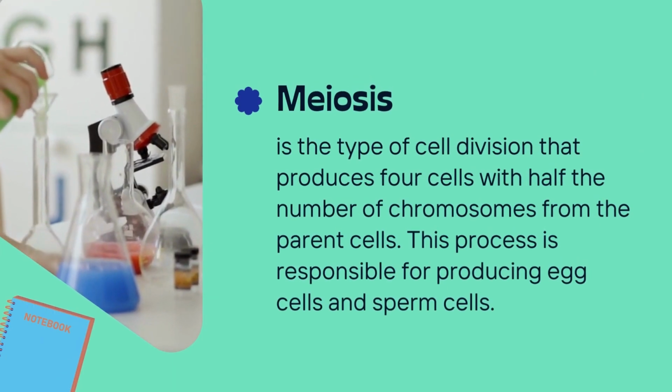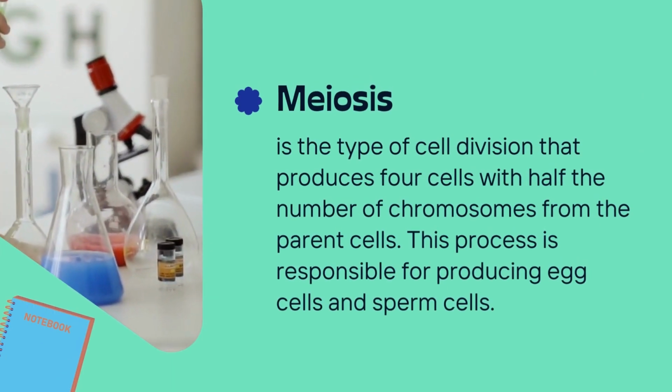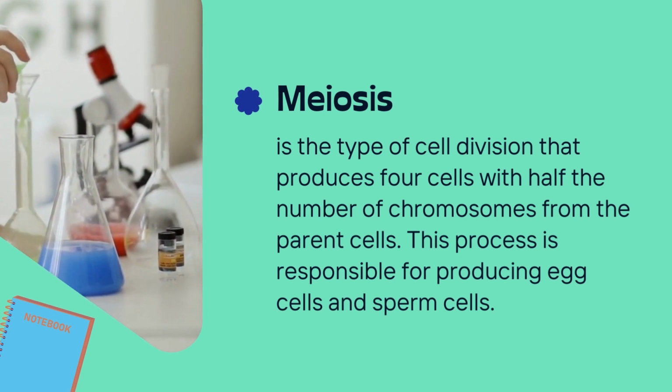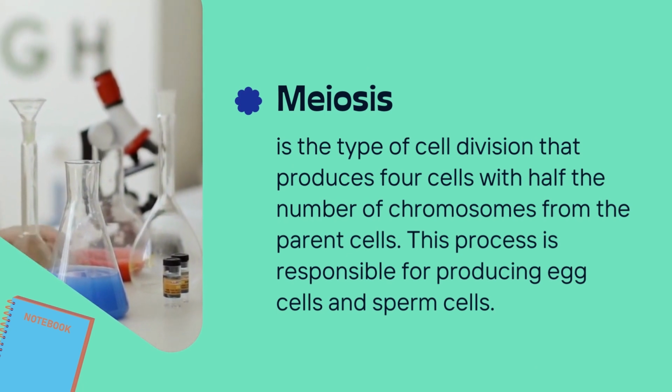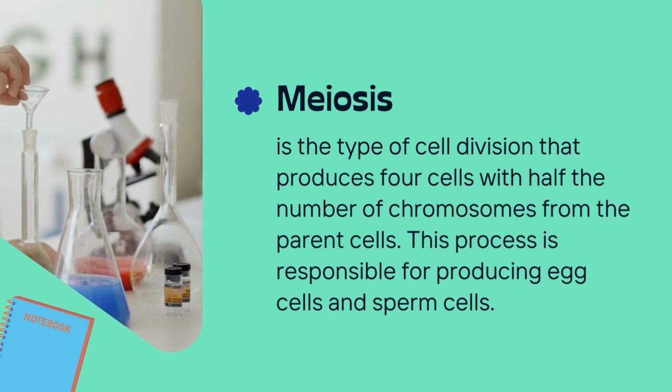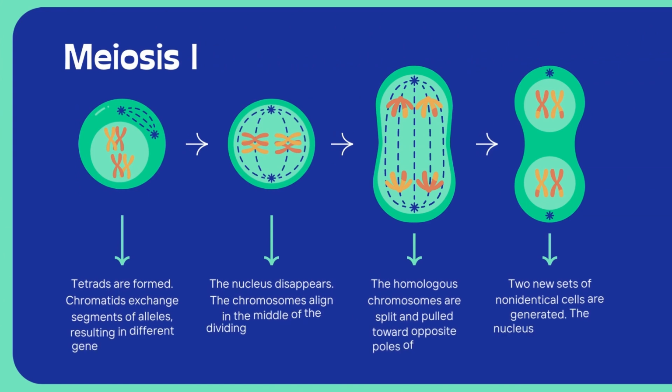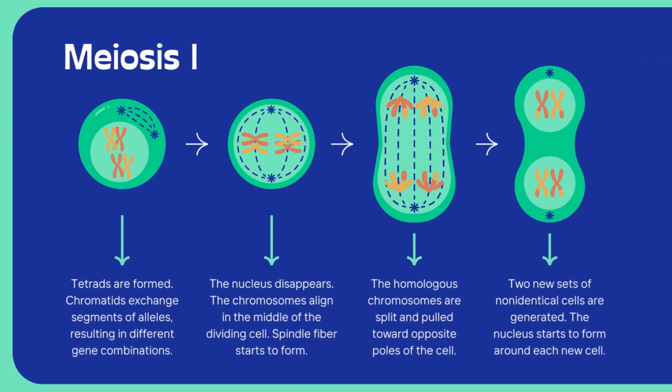Meiosis is the type of cell division that produces four cells with half the number of chromosomes from the parent cells. This process is responsible for producing egg cells and sperm cells in two stages. Meiosis 1. 1. Tetrads are formed. Chromatids exchange segments of alleles, resulting in different gene combinations.